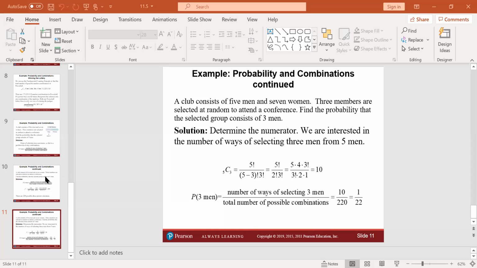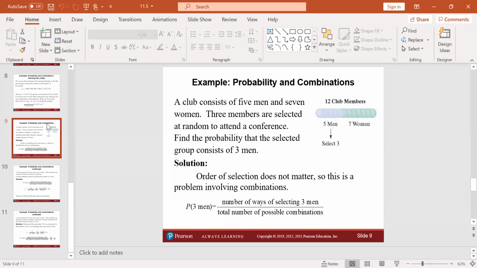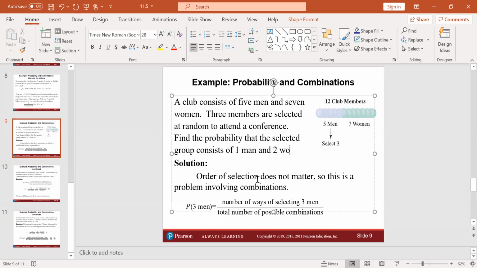One last thing I want to cover in this section. I want to find the probability that the group consists of 1 man and 2 women. So remember, we have a club of 5 men and 7 women. 3 members are selected at random to attend a conference. Find the probability that the selected group consists of 1 man and 2 women. Exactly 1 man, exactly 2 women.